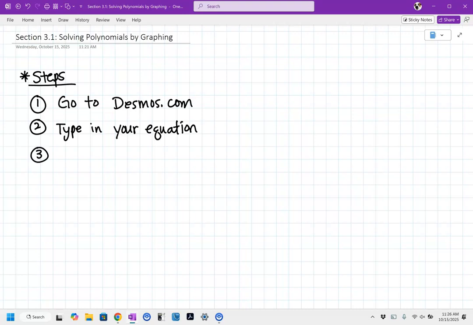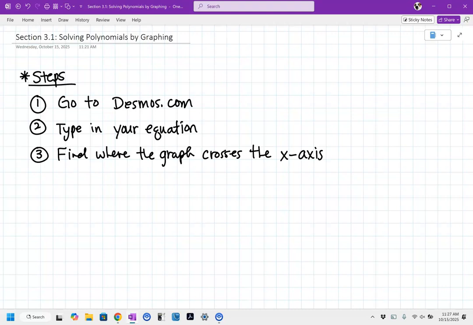Step three, find where the graph crosses the x-axis, just like we've been doing all this time. Up to now, we've been saying find where it crosses the x-axis, but you had to give me the two consecutive integers where it happens. So between 0 and 1, between 1 and 2, 3 and 4. That's the way we've been doing it up to now.